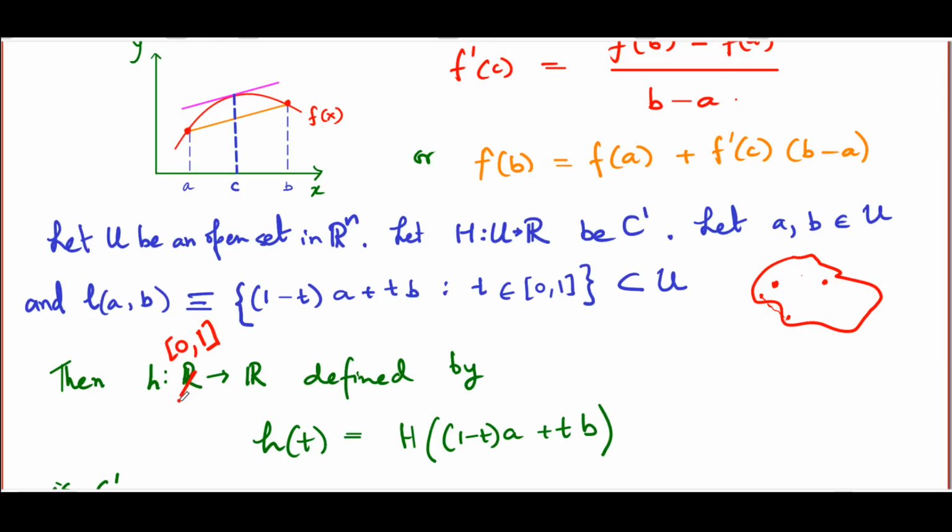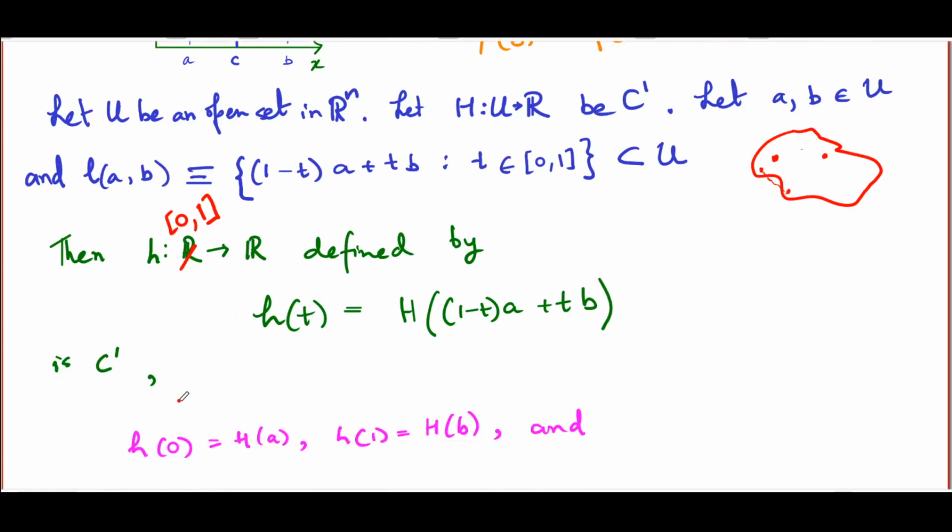Now if t goes beyond 1, then you are actually moving beyond B along the straight line, or if it's negative, then you are actually on the other side, beyond A, and that might very well be outside my domain. So I'm not going to make any statement about h being a function from all of R to R, but h definitely is a well-defined function from [0, 1] to R.